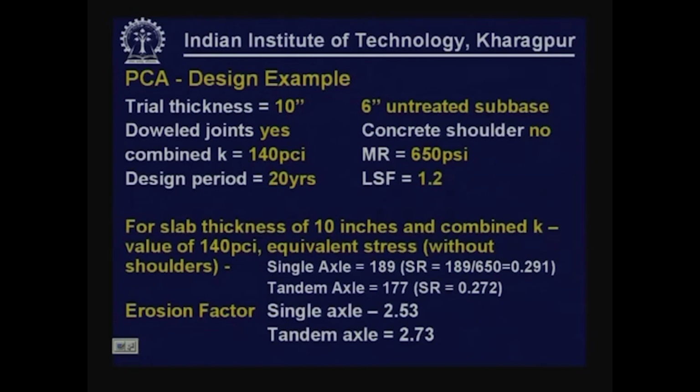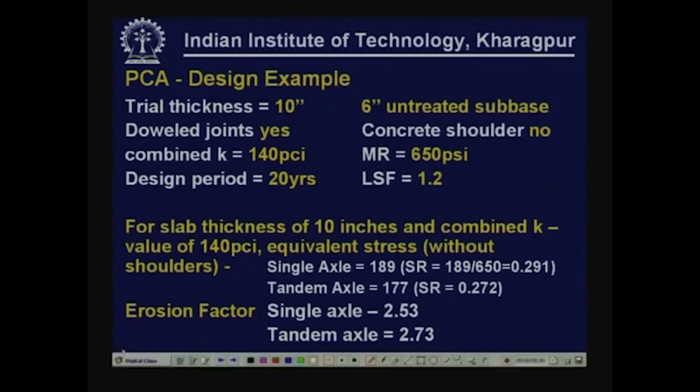For a slab thickness of 10 inches and a combined K value of 140 PCI, the equivalent stress, this being a case without shoulders, for single axle is 189. So, the stress ratio is 189 divided by 650, which is the flexural strength of the concrete, that is 0.291. Similarly, for tandem axle the stress ratio is 0.272. Erosion factors for the given case are 2.53 for single axle and 2.73 for tandem axle.